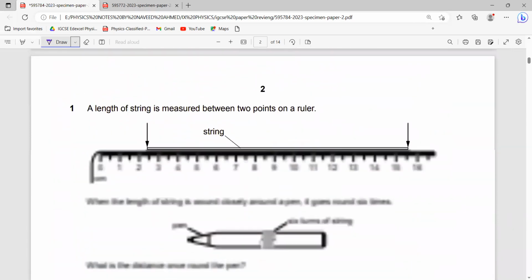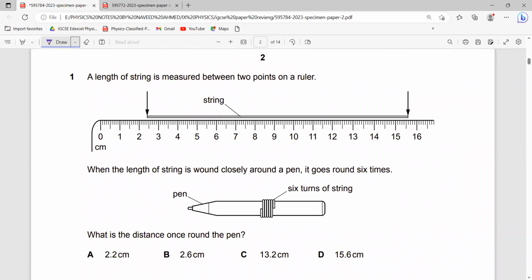Then the first question: a length of string is measured between 2 points on a ruler. When the string is wound closely around a pen, it goes round 6 times, as you can see. What is the distance once round the pen? It means the distance of one round. You can say you have to find the circumference, or length, of one round.